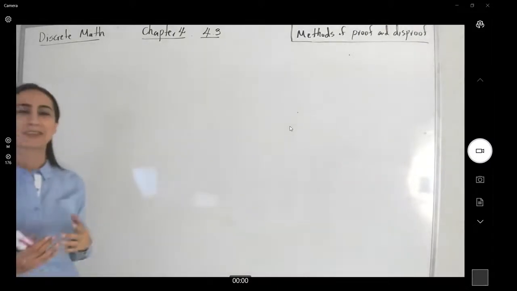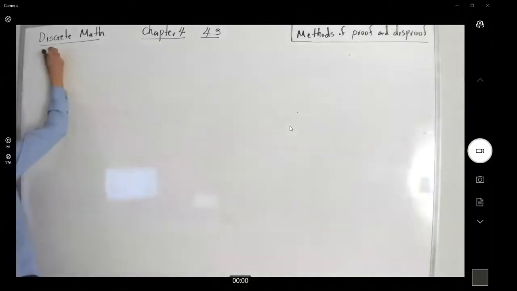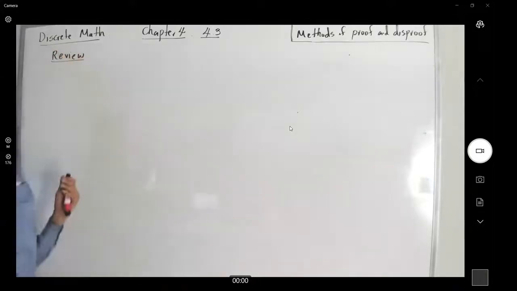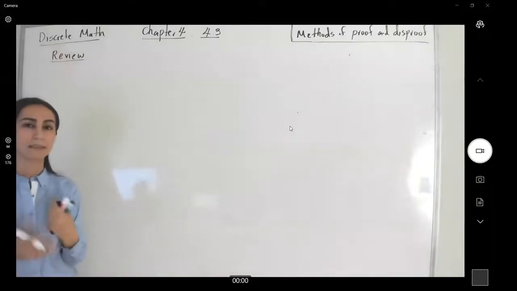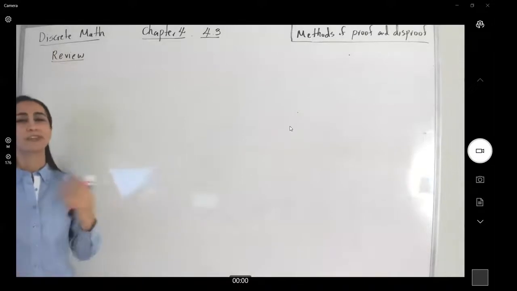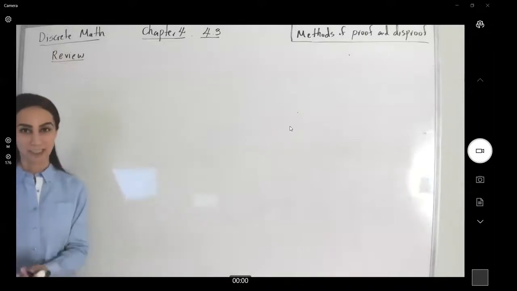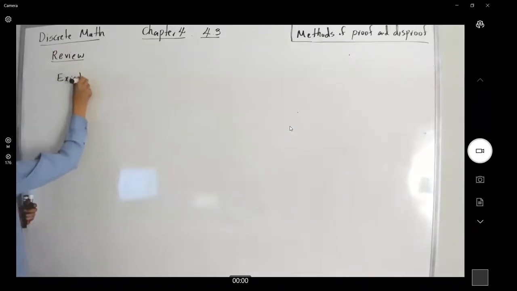Very well. So let's review a little bit what we learned so far. Review. We started talking about different types of statements and different methods of proof and disproof for them. Suppose we have an existential statement.